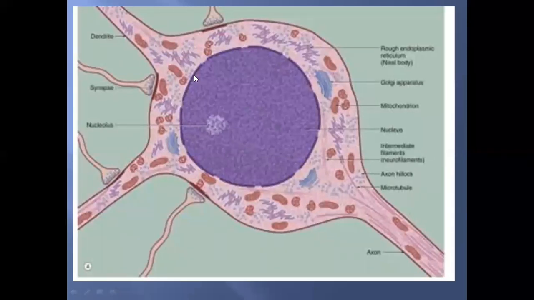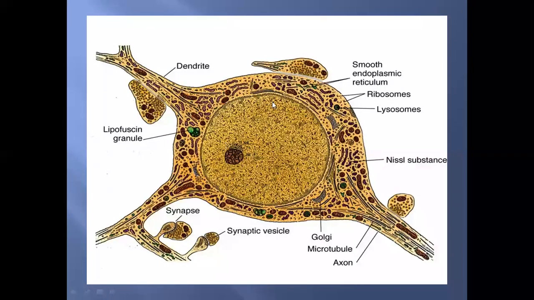Here you can see in this diagram the rough endoplasmic reticulum. Here's the nucleus, nuclear membrane, and here's the nucleolus. Then mitochondria, rough endoplasmic reticulum, and this is the Golgi apparatus. Here is the axon hillock. These are the microtubules. In another more prominent view, smooth endoplasmic reticulum, these are the ribosomes, lysosomes. This is the Nissl substance, Golgi apparatus. These are the microtubules, nucleus, nucleoli. These are the dendrites.